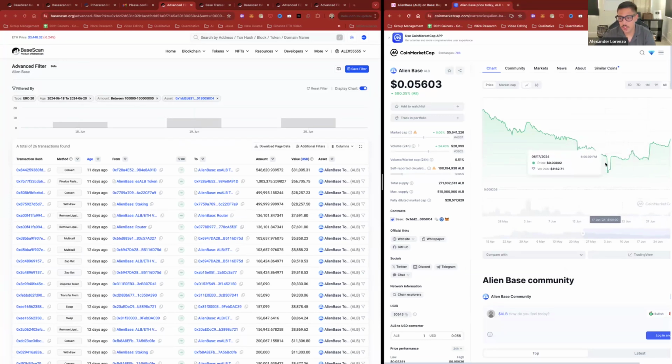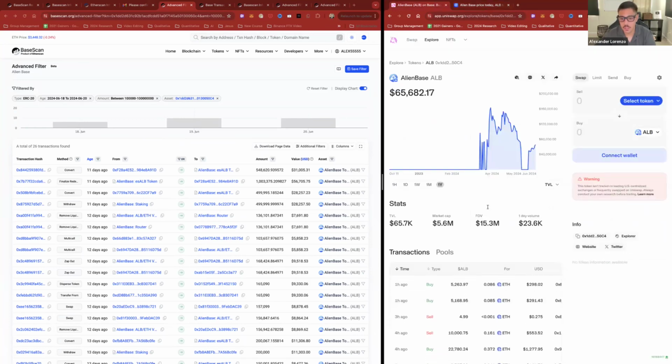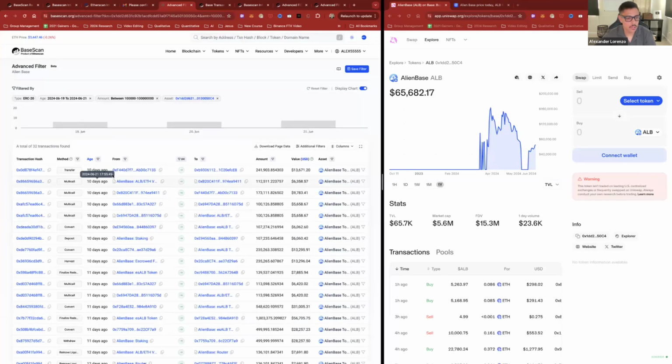Or, sorry. So why did I pick the 18th? Because that's when the liquidity... I think, yeah, the 20th was when it shot up. So it's actually the wrong date. Let's do the 19th to the 21st. Okay, so here we go.